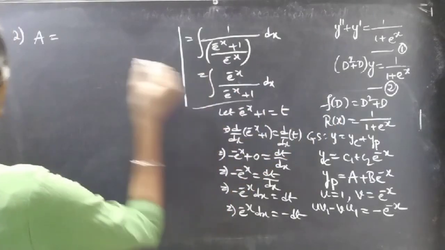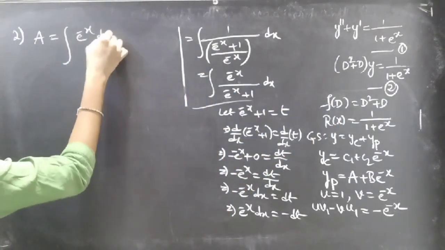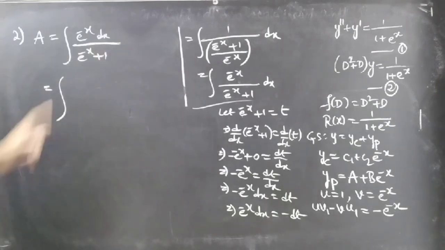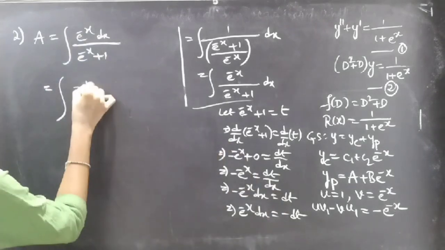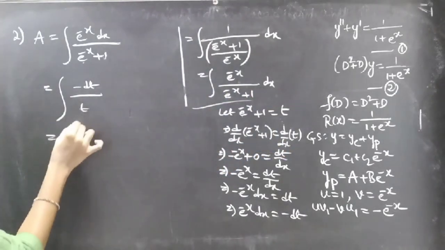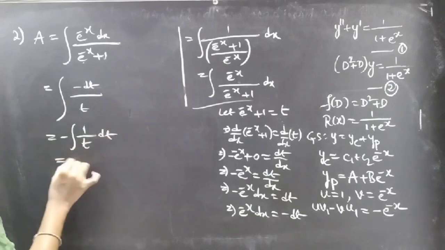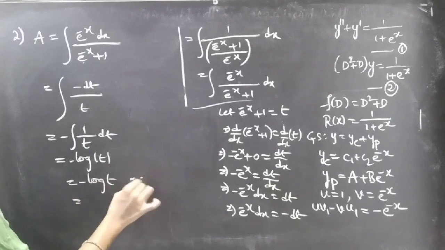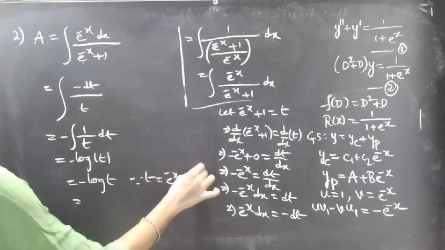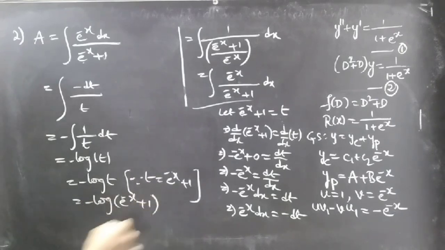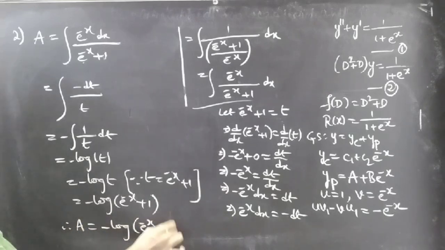Now coming to this integral, we can write this as integral e power minus x dx by e power minus x plus 1. This gives us integral, replace e power minus x dx with minus dt and e power minus x plus 1 with t. Or we can write it as minus integral 1 by t dt, which gives us minus log mod t, or minus log t. Since t equals e power minus x plus 1, just replace t, we'll get minus log of e power minus x plus 1. Therefore, a equals minus log of e power minus x plus 1.